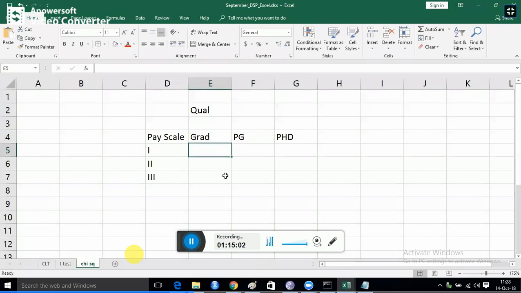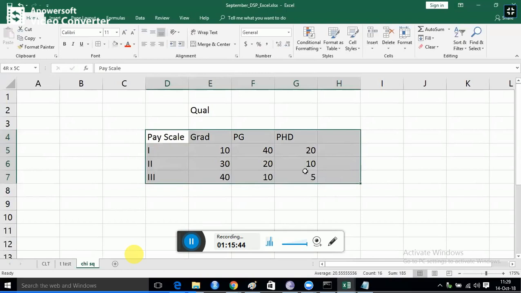So I'm basically building a crosstab, and I'm just taking arbitrary values. These are my observations. This is what my data is, and if I build a crosstab, I get this one. I hope everybody understands what a crosstab is. Fair enough.